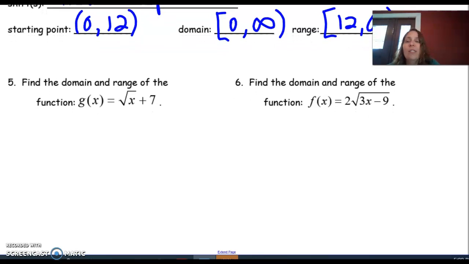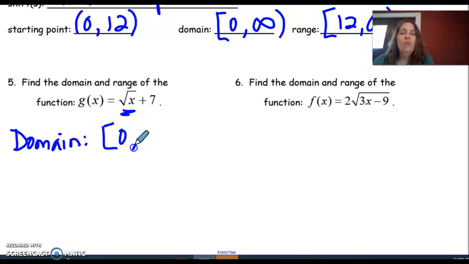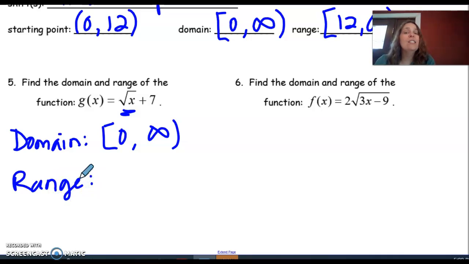I didn't give you any prompts. I just said find the domain and range of the function. So I didn't specifically ask for the shifts here, but that all goes together. In g of x equals radical x plus 7, there is no change underneath the radical. That means that our domain is not going to change. We still go from 0 to positive infinity. Our range, on the other hand, says plus 7, so that's going to be 7 units larger than where we would normally start. That means we're going to start at 7 and go up to positive infinity.